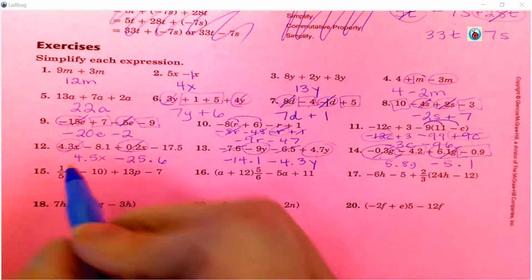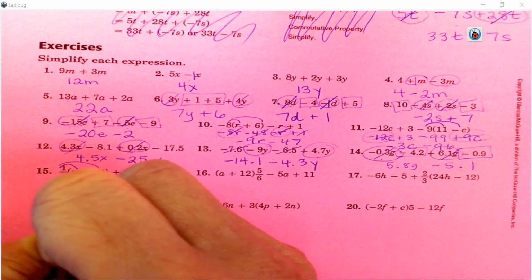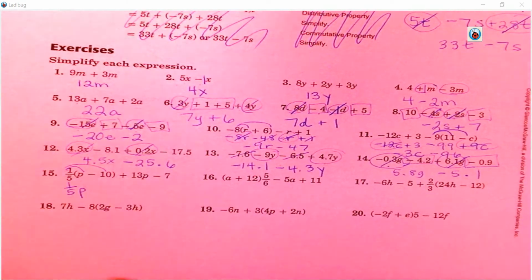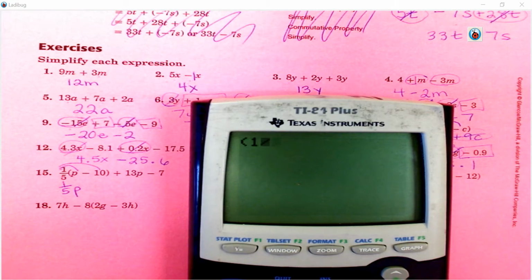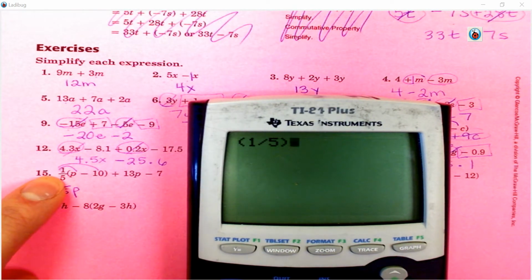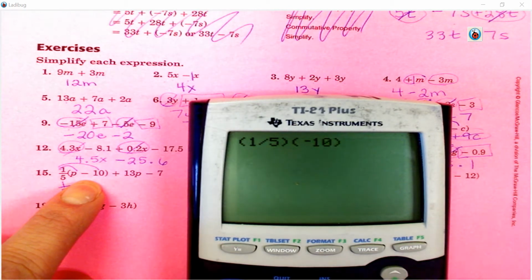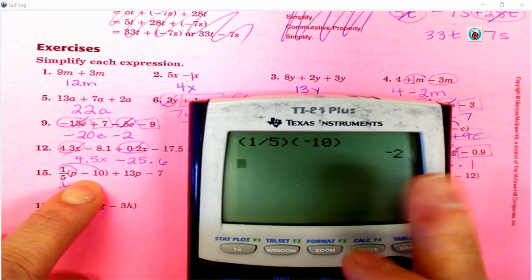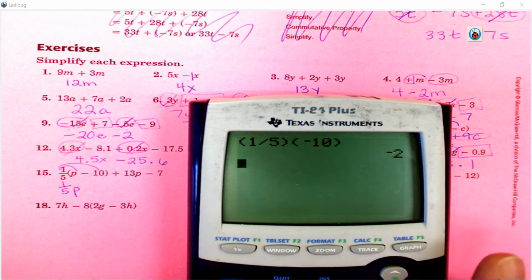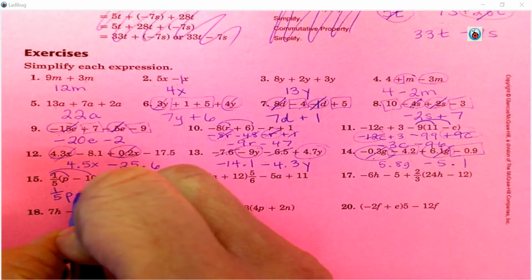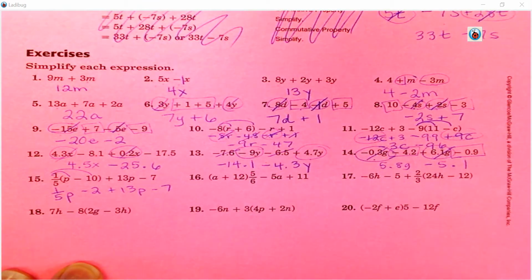Okay, now I need to distribute a fraction. So 1/5 times p is just 1/5 p. In case you've forgotten how to multiply fractions and numbers together, 1 divided by 5 is 1/5, times negative 10 gives me negative 2. So I don't need to change anything into a fraction from a decimal because it's already just an integer. So there I'm going to write down negative 2 plus 13p minus 7.